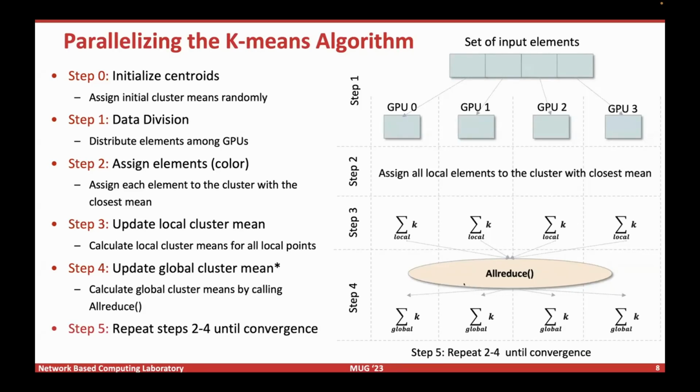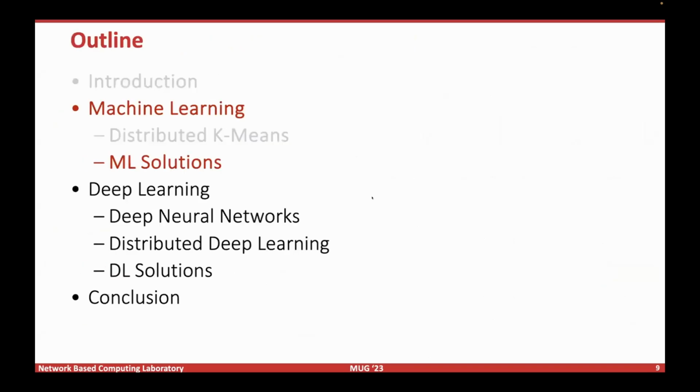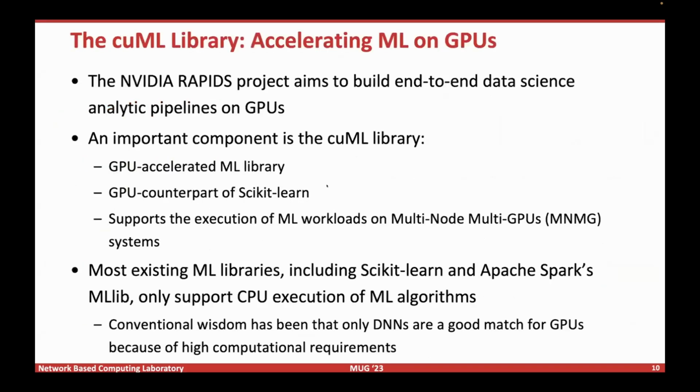So the compute intensive part in this k-means algorithm, or rather the communication intensive part here, is essentially this all-reduce operation, and this is where MVAPICH2 also comes in. So next, I'll talk about some of the solutions that we have developed.